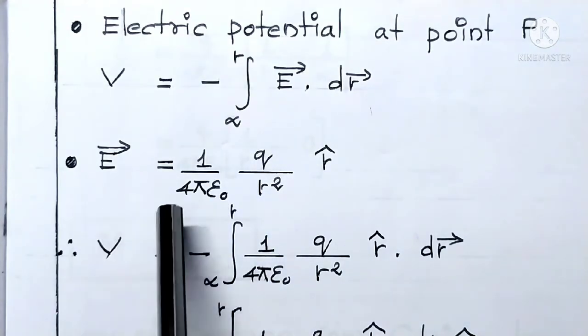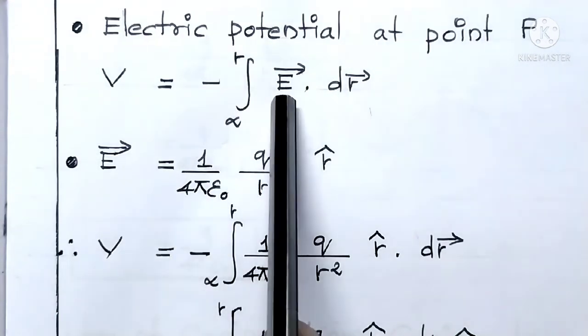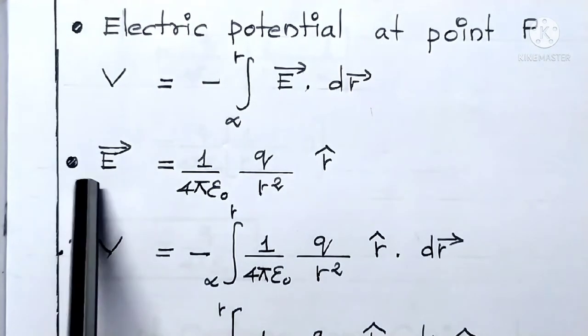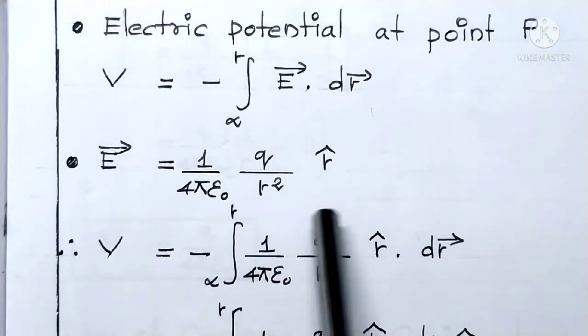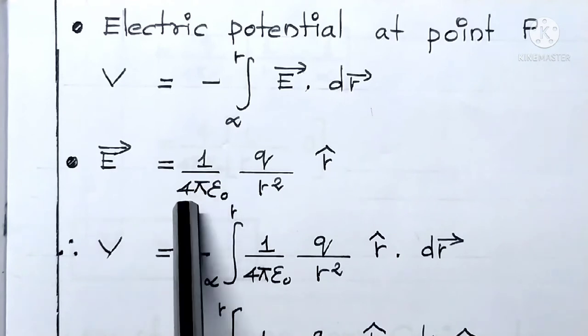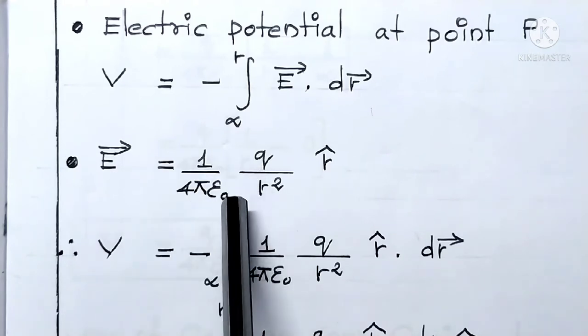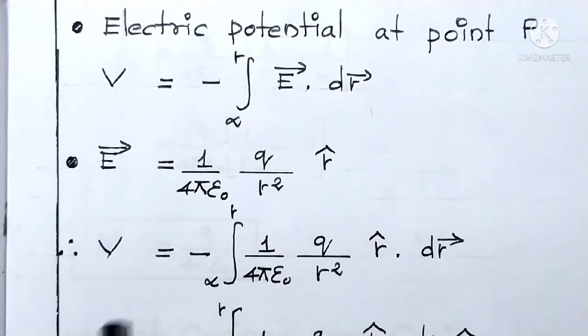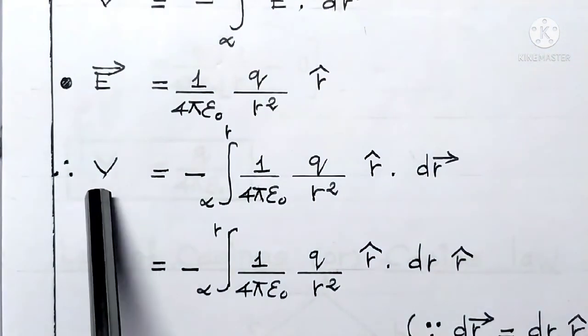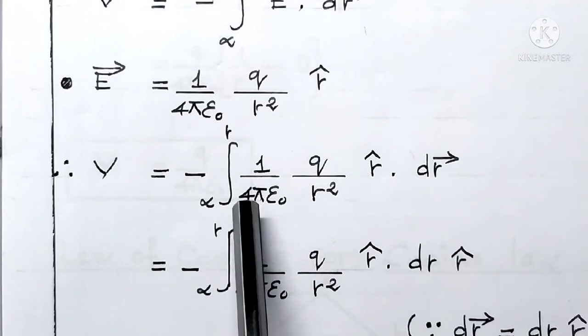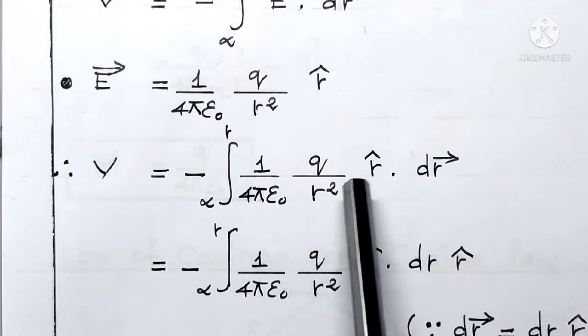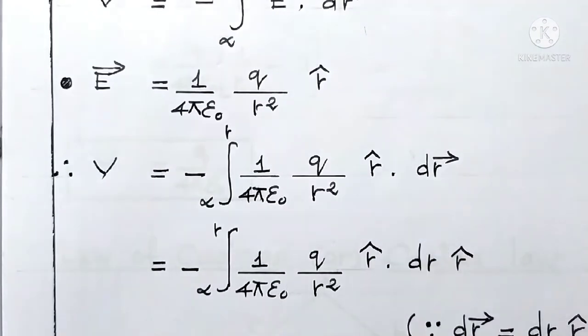And in the next step, what about E vector? E vector is nothing but electric field. We know the expression for electric field, which is 1 by 4 pi epsilon naught Q by r squared r cap. We are going to substitute in this equation. So we get V is equal to minus integral of 1 by 4 pi epsilon naught Q by r squared r cap dot dr vector.